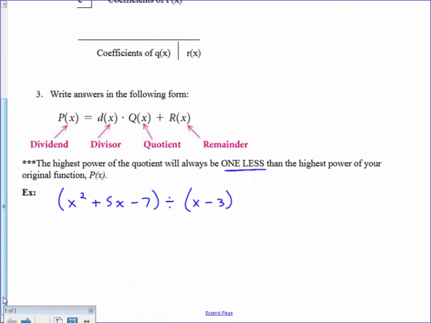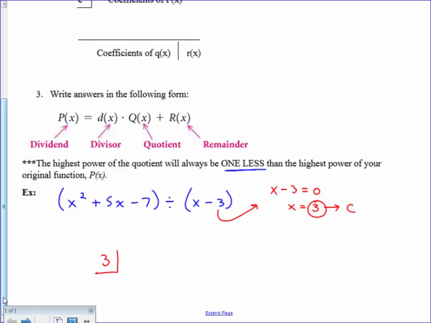Alright, the first thing we want to identify is what our C value will be. We get the C by setting this equal to 0. So if we set that equal to 0, we'd get x is equal to 3. 3 is going to be the value that I use for C. Put that value, 3, in kind of a half box.